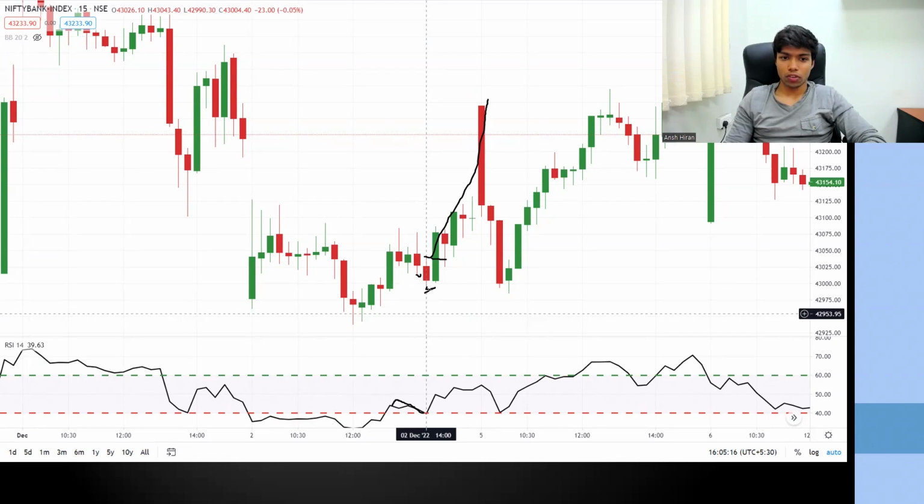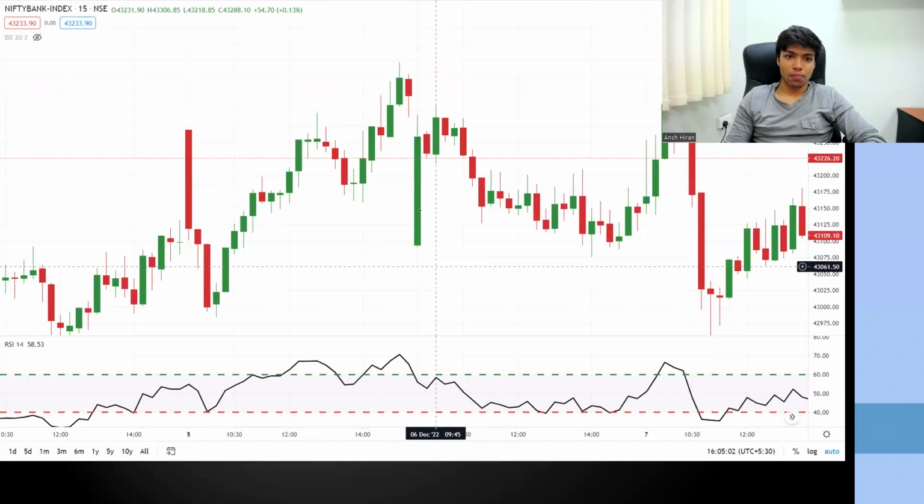What's your stop loss? The low of this is your stop loss. This is the size of your stop loss. This is the size of your target. Imagine your risk reward. Bearish range.